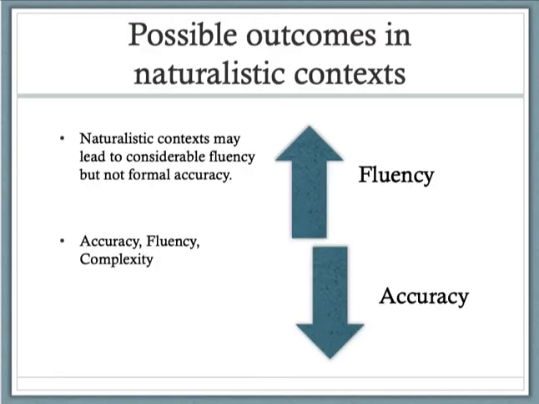One of the possible outcomes of second language acquisition in a naturalistic context is that a speaker may develop considerable fluency, but not formal accuracy. So fluency refers to rate of speech and natural pauses, for example, whereas accuracy refers to the absence of error, right? So these two components of oral speech often compete with each other.